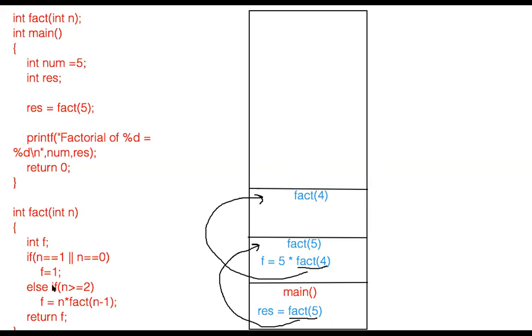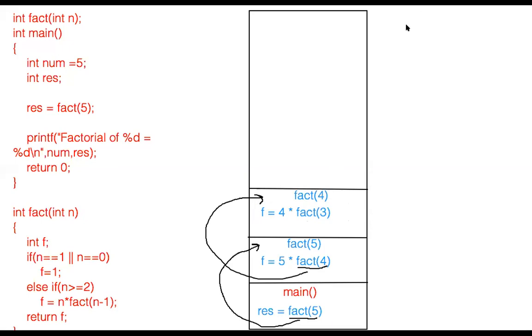Now n is 4 here. If n is 4, which if statement gets executed? The second one, the else. So it becomes f is equal to 4 multiplied by fact of 3. You can see there is a separate n variable for fact of 5 and a separate n variable for fact of 4, because n is local to fact of 5 and n is local to fact of 4. Every fact function has its own n variable and f variable. Both f's are different memory locations.